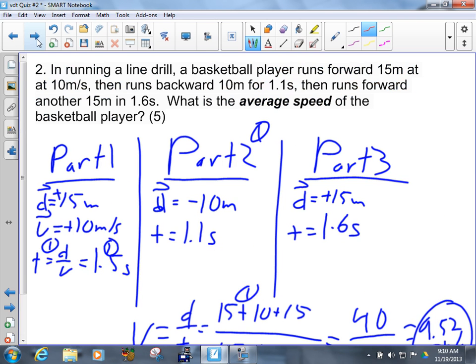Who's out of 5? So in running a line drill, if you play basketball, we sometimes call these suicides. You run to the foul line and back, center line back, opposite foul line back, baseline back, and usually we say you have to do it in under 27 seconds, which means you're ready to vomit. Now there's forward and backward. There's this vector thing that goes on there. So they run forward 15 meters at 10 meters per second. Then they run backward 10 meters for 1.1 seconds. So we've got 3 different parts to this. If they have the 3 parts and what we were given, give them a mark.